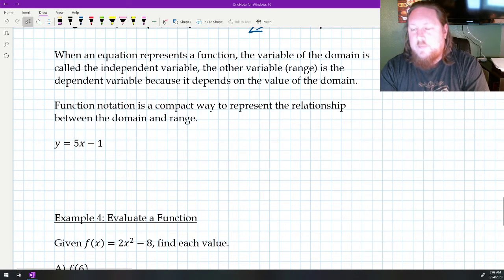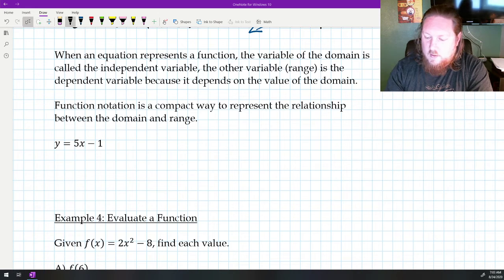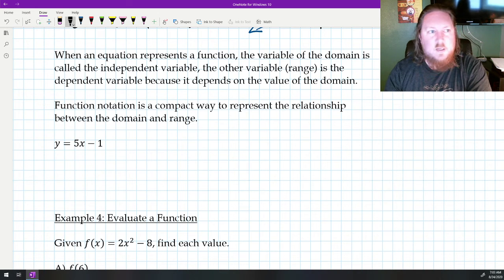When an equation represents a function, kind of like the last one we just looked at, I'll write a slightly less complicated version over here. Oh, I got one down below. Y equals 5x minus 1.